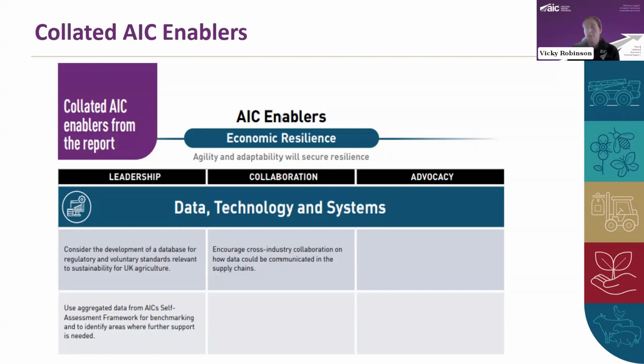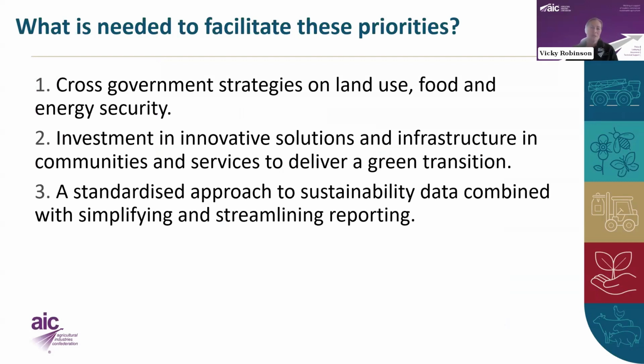And the leadership, collaboration and advocacy themes came when I put all the AIC enablers together into a table to try and look at how we could present these and structure these. And these are the three areas that really stood out as themes that we could talk to. And then we're in the process now of looking at all these different enablers, looking at how we can move forward with them, what's the time scale, and how we provide the leadership in that space. But what's required to facilitate these?